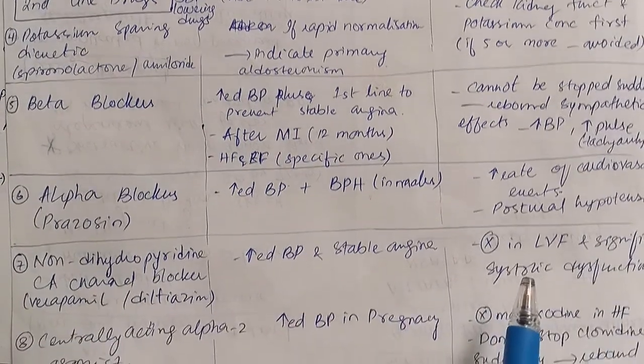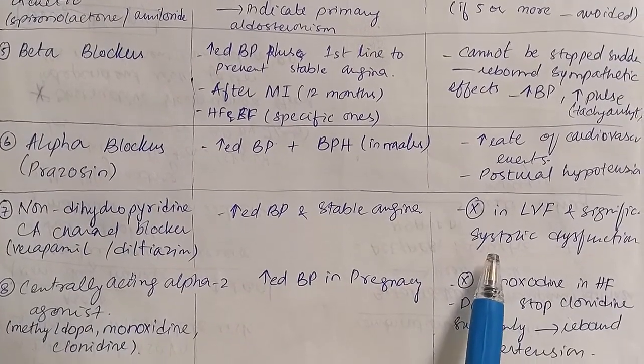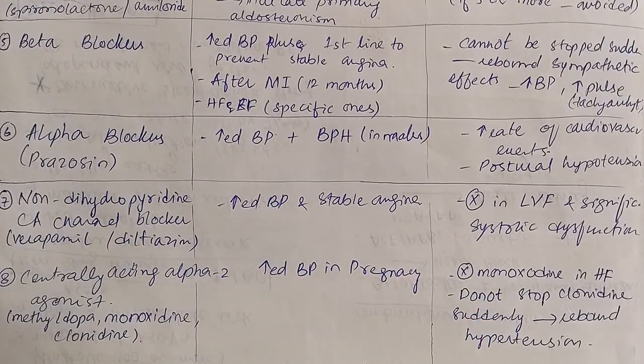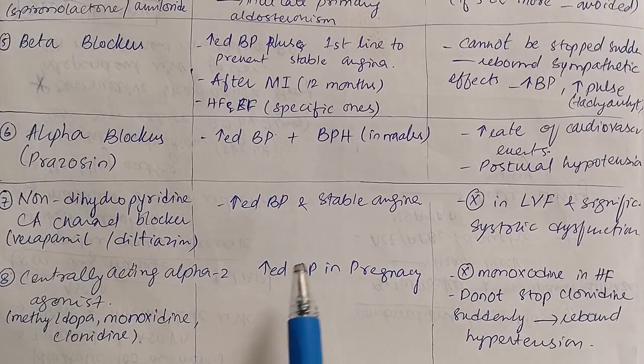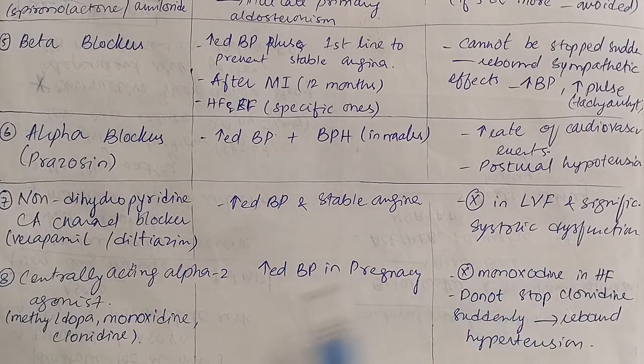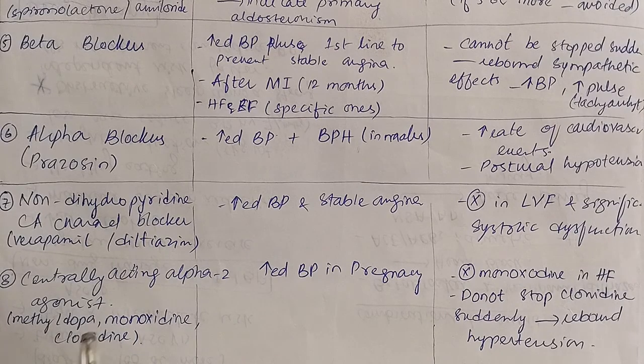Then we have centrally acting alpha 2 agonists, that are methyldopa, moxonidine, or clonidine. If the patient has increased BP and she is pregnant, the centrally acting alpha 2 agonists are given. Moxonidine is contraindicated in the case of heart failure, and in the case of clonidine, we do not stop clonidine suddenly because it can cause rebound hypertension.